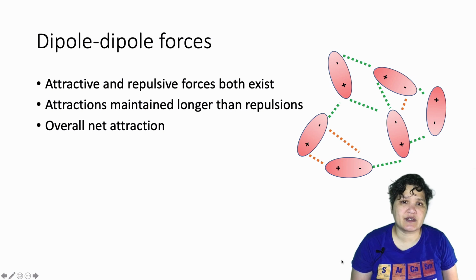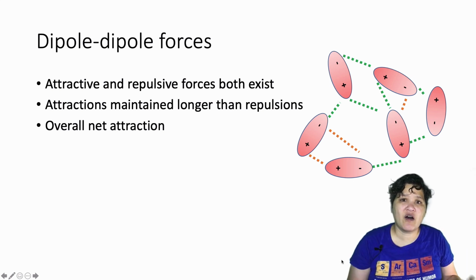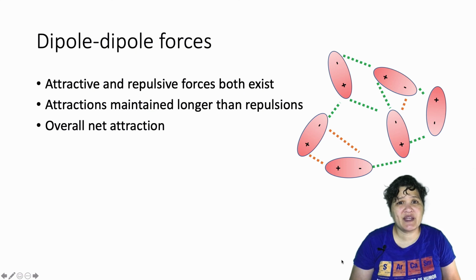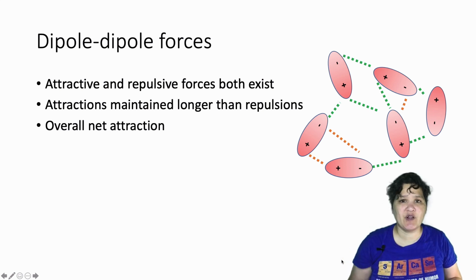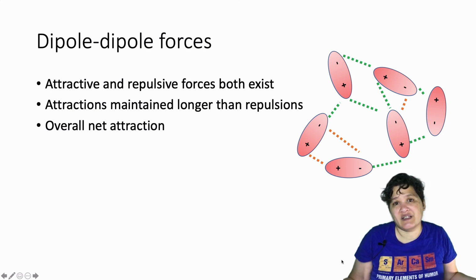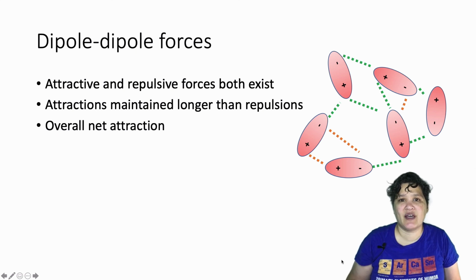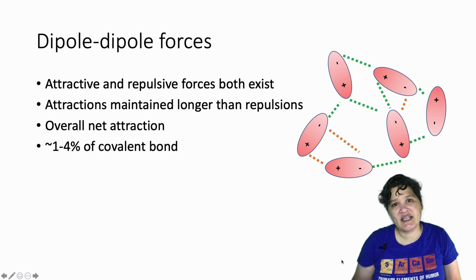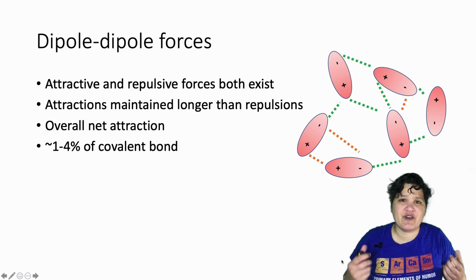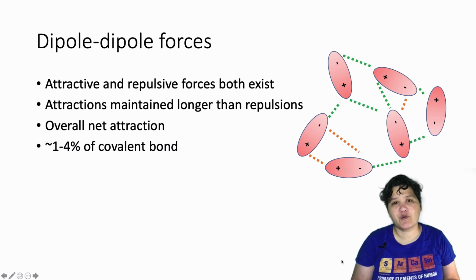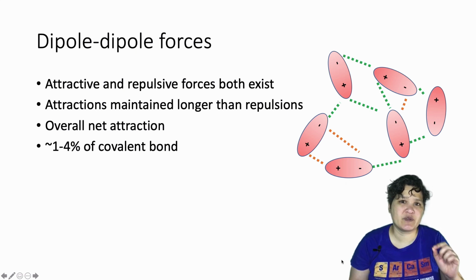So how strong are these things? Well, that depends on the magnitude of the charges, right? So it really depends how strong are those dipoles. How much are electrons pulled to one side of the molecule versus another? That really depends on the electronegativity, the magnitude of the dipole moment. And it tends to be something between 1 and 4% of a covalent bond. So even a very strong dipole-dipole force is just going to be really, really small compared to a covalent bond strength.